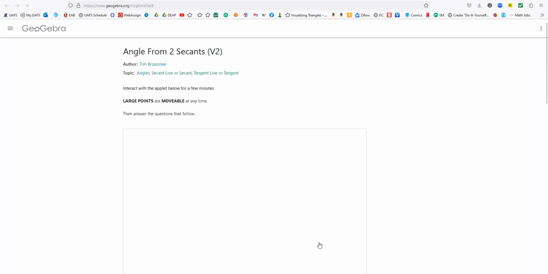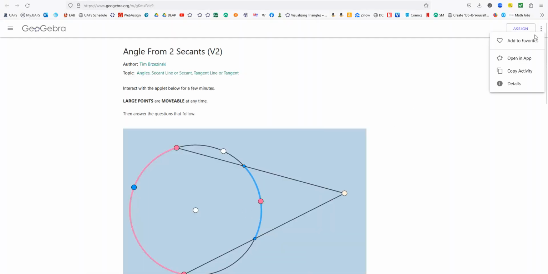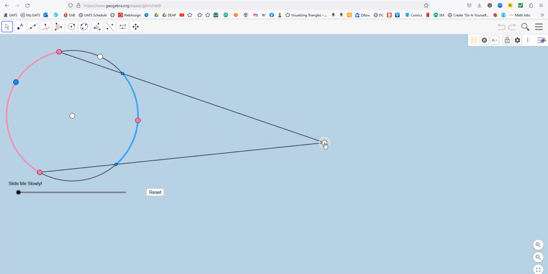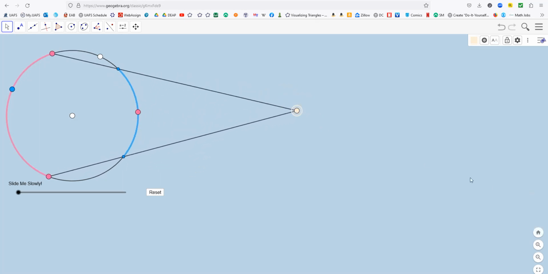Once again, we've got an app that Mr. Brzezinski put together. Let's take a look at that. So here we have secant lines that intersect out here. We don't really care about the part of the lines that keeps going on out here. We mainly just need these secant line segments going out this way, these chords, and extend them out till they intersect out here.